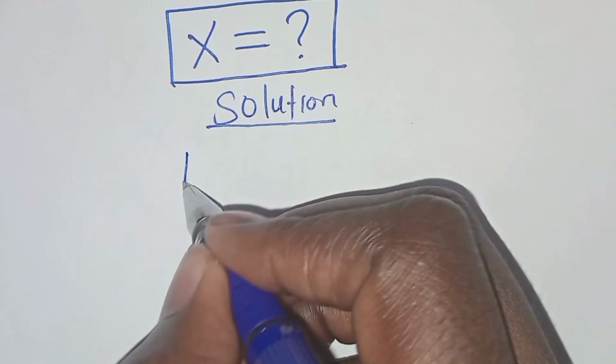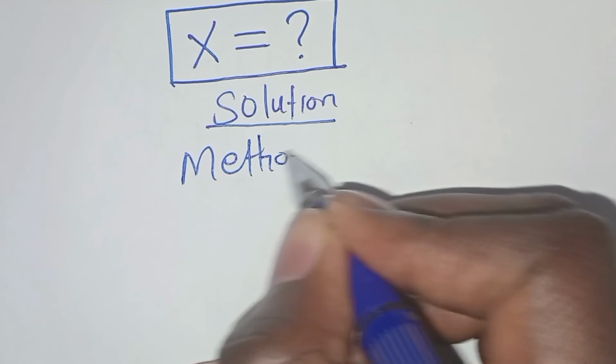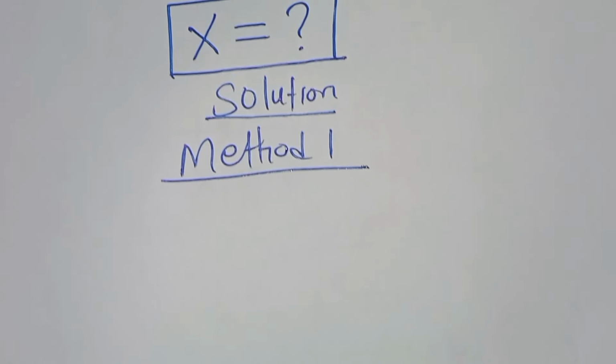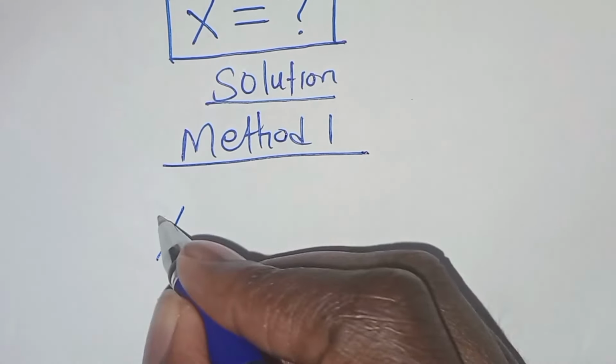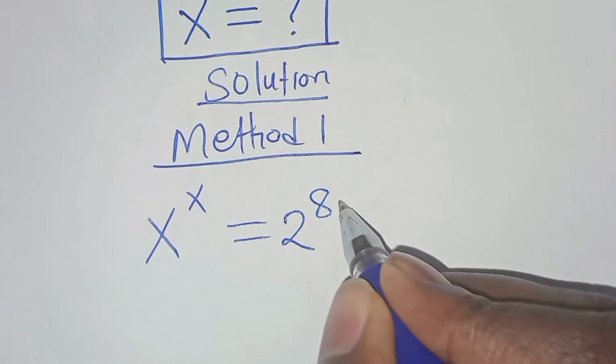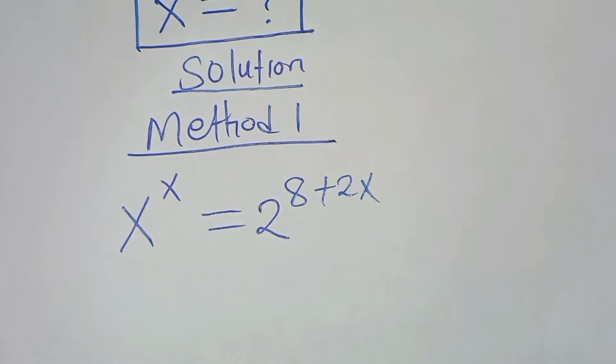Now, let's start with method 1. We are going to solve this algebra problem by applying two methods. Let's start with method 1. We have x to the power x equal to 2 to the power 8 plus 2x.